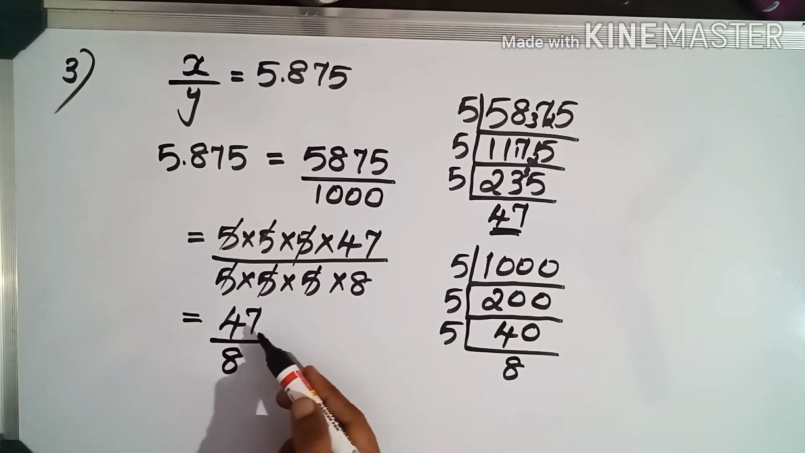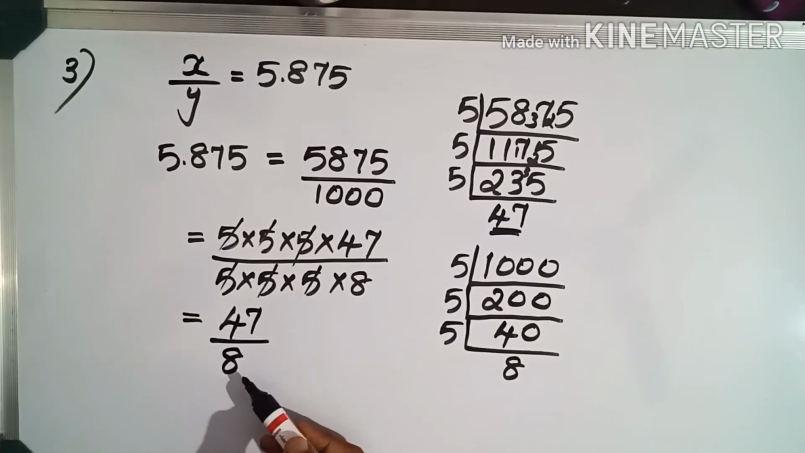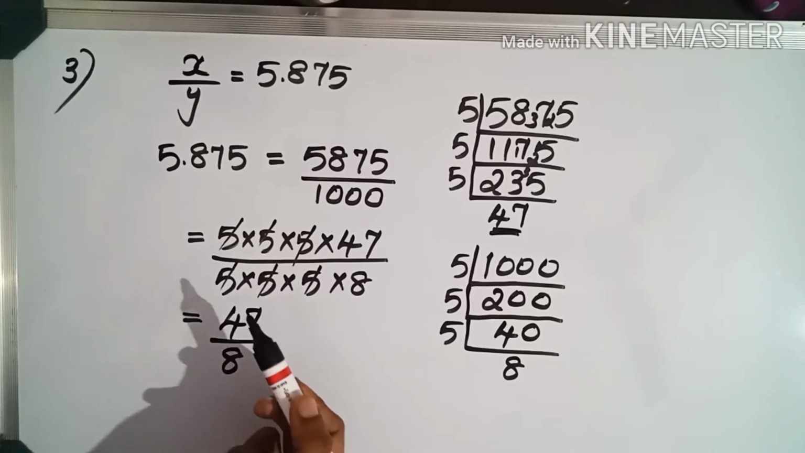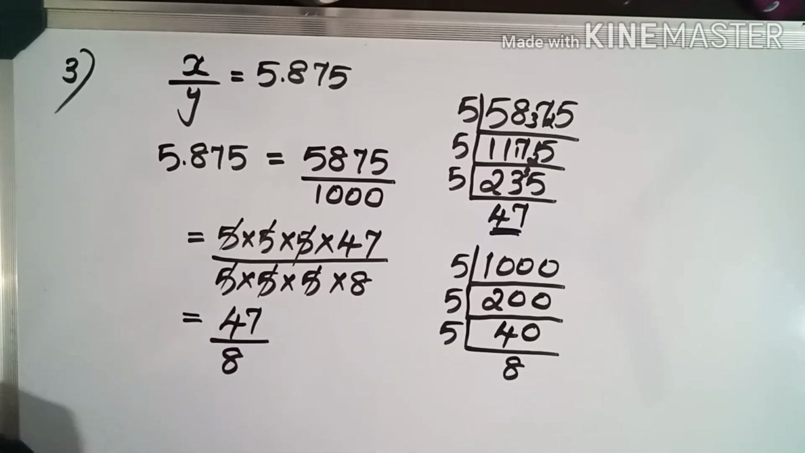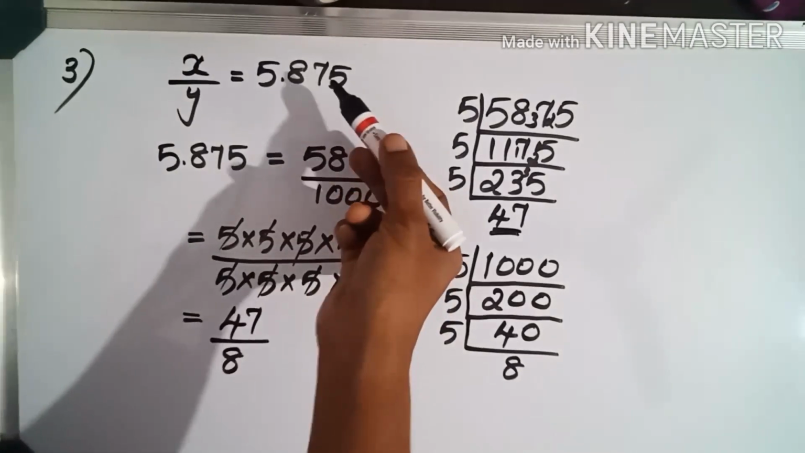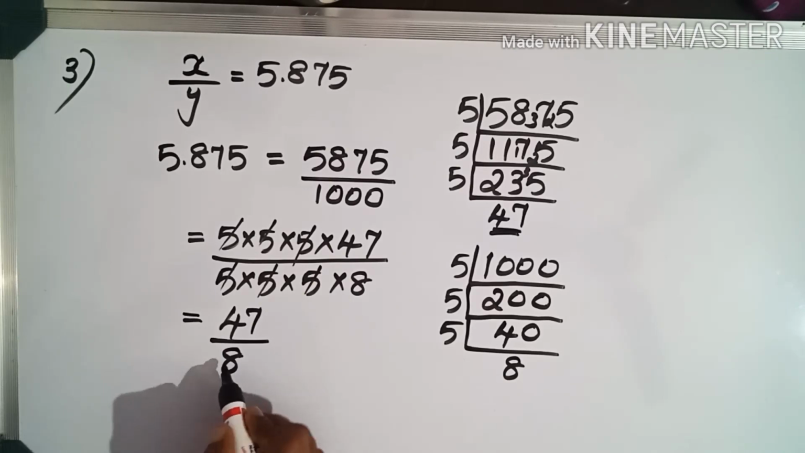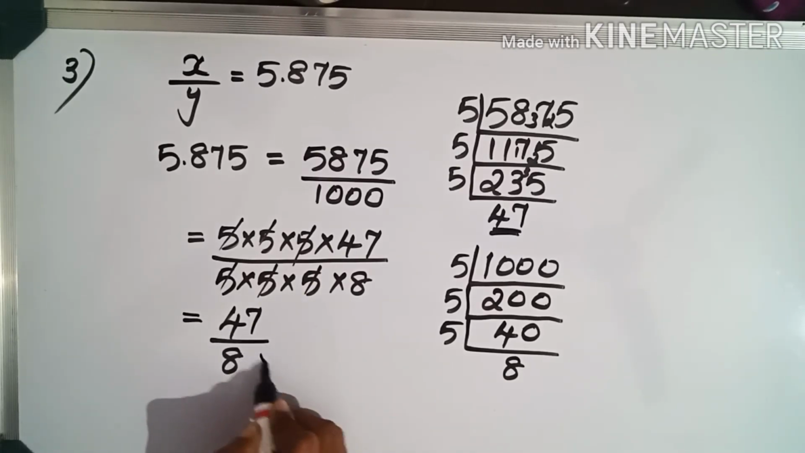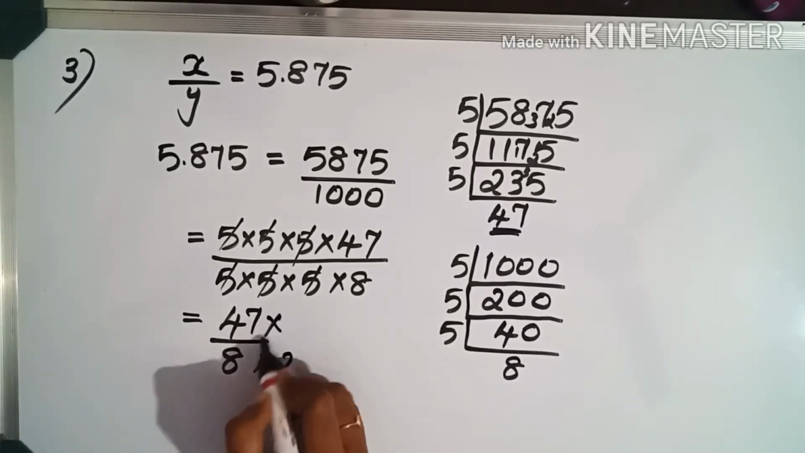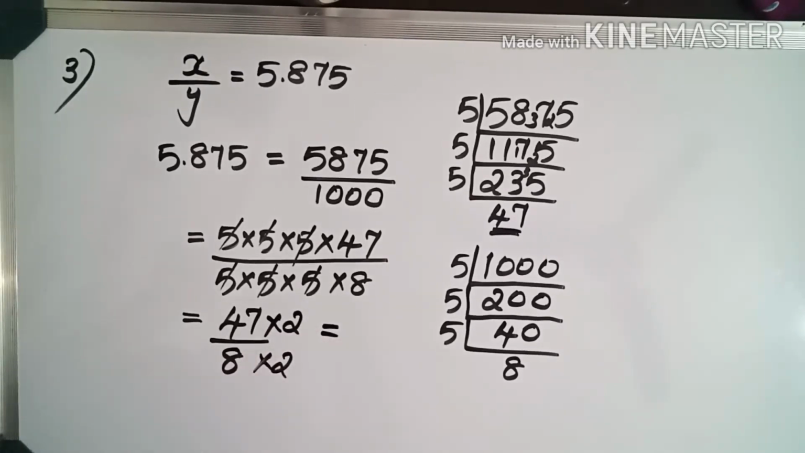Now here 47 is a 2-digit number, but 8 is not a 2-digit number. We need 2-digit numbers in numerator and in the denominator. A 2-digit number divided by another 2-digit number, answer is 5.875. So in order to convert this 8 into a 2-digit number, just multiply with 2. When we multiply here into 2, here also it is into 2.